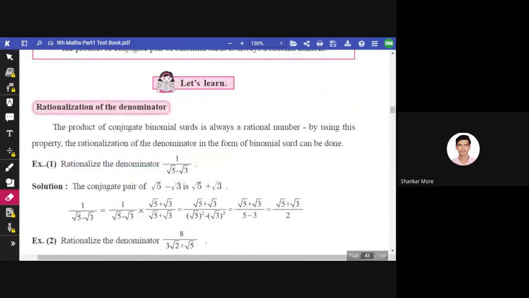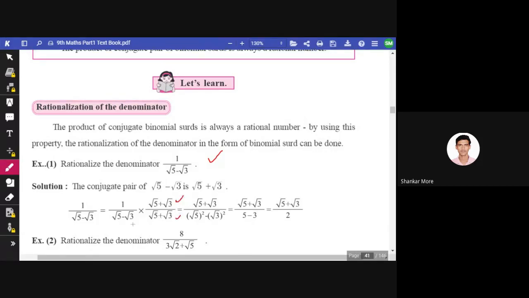Now the first example is rationalize the denominator, and the given example says 1 by under root of 5 minus under root of 3. So what we have to do, we have to multiply and divide with its rationalizing factor or conjugate pair. We can say both. Rationalizing factor is also a name and conjugate pair is also a name. So we have to multiply and divide with it.